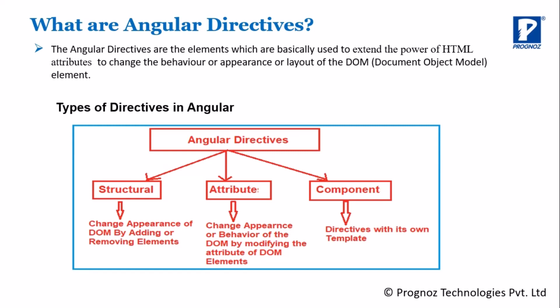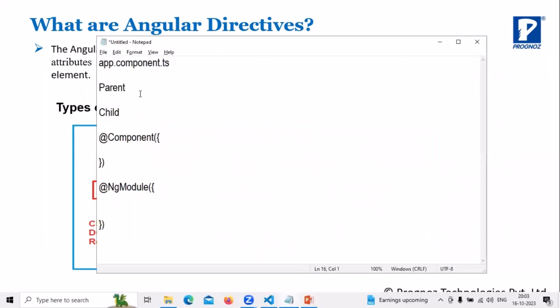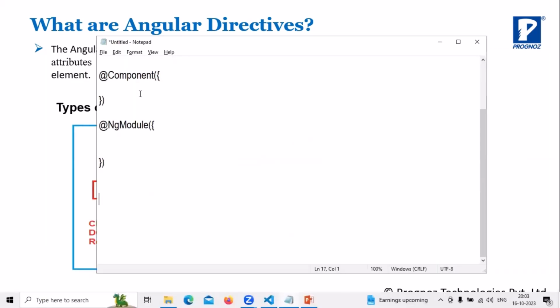Like the elements or tags we talk about in HTML, these are used to extend the power of HTML attributes. Whenever we create any HTML element, like an h1 tag, h1 open and h1 close, what attributes can we write inside the h1 tag?